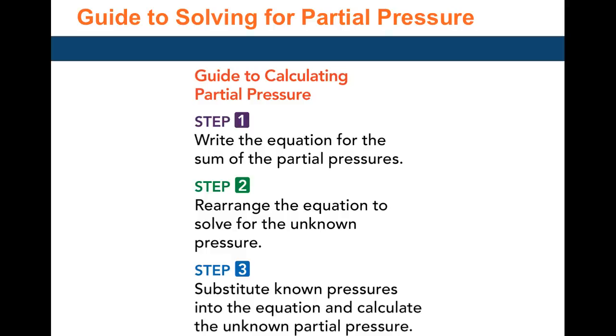So when you're solving a Dalton's law problem, make sure that you write down the equation, which is pretty simple. P total is equal to the sum of all the partial pressures of the component gases, and then solve for the unknown, whether it's P total, or the partial pressure of one of the component gases.